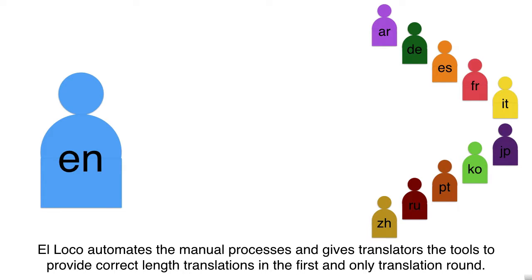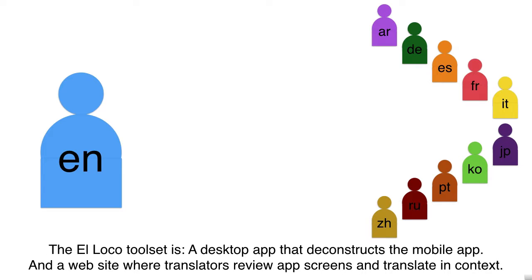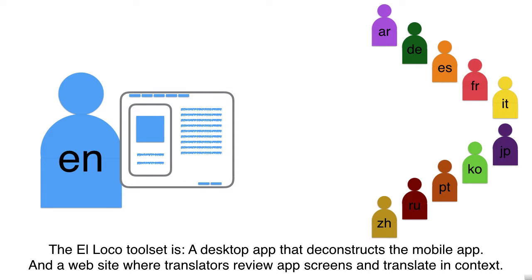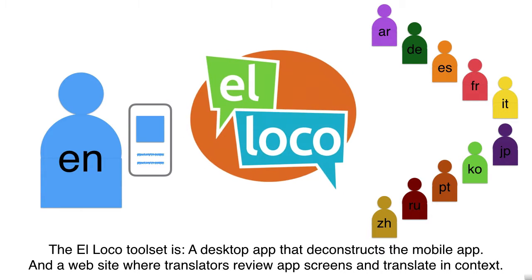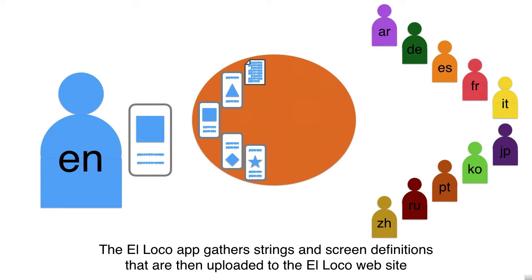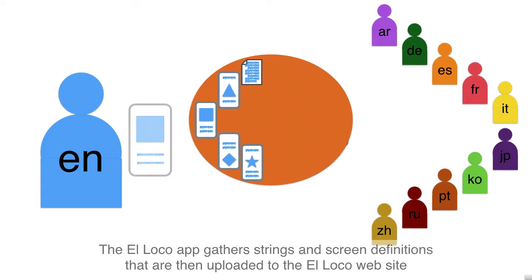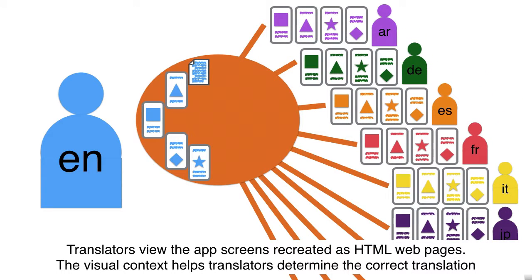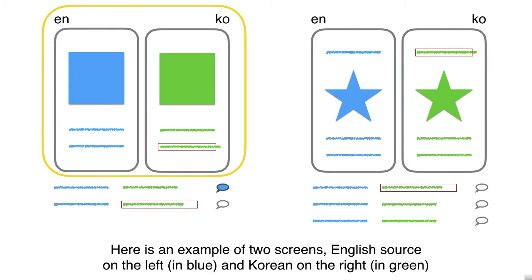Loco automates the manual processes and gives translators the tools to provide correct length translations in the first and only translation round. The Loco toolset is a desktop app that deconstructs the mobile app, and a website where translators review app screens and translate in context. The Loco app gathers strings and screen definitions that are then uploaded to the Loco website. Translators view the app screens recreated as HTML web pages. The visual context helps translators determine the correct translation.